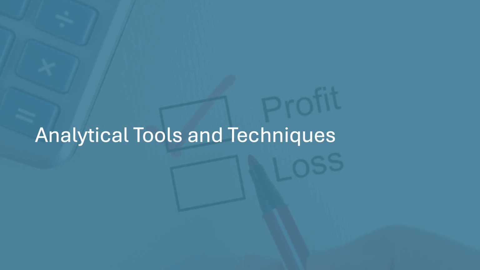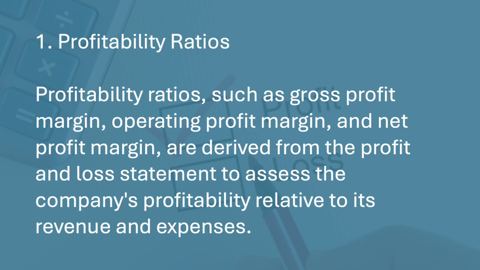Analytical tools and techniques. 1. Profitability ratios. Profitability ratios, such as gross profit margin, operating profit margin, and net profit margin, are derived from the profit and loss statement to assess the company's profitability relative to its revenue and expenses.